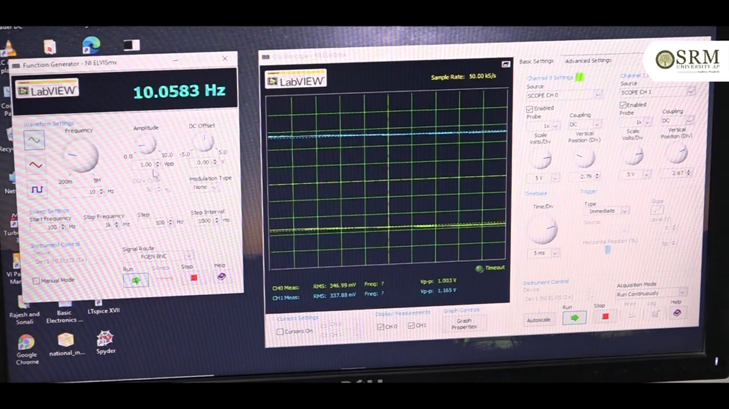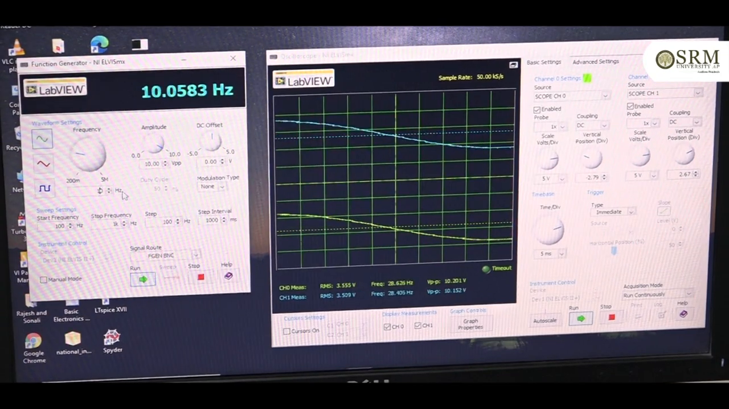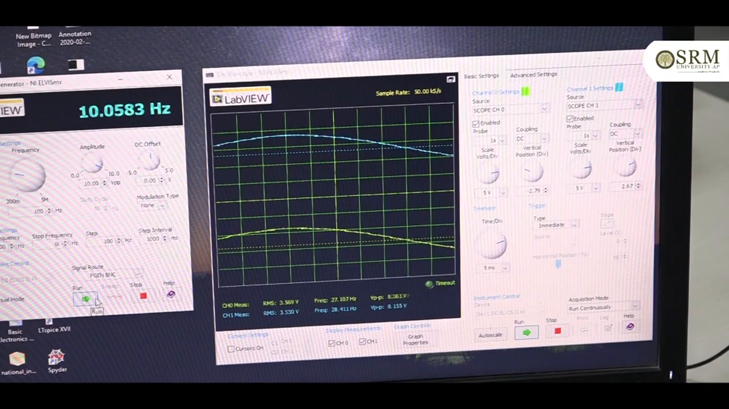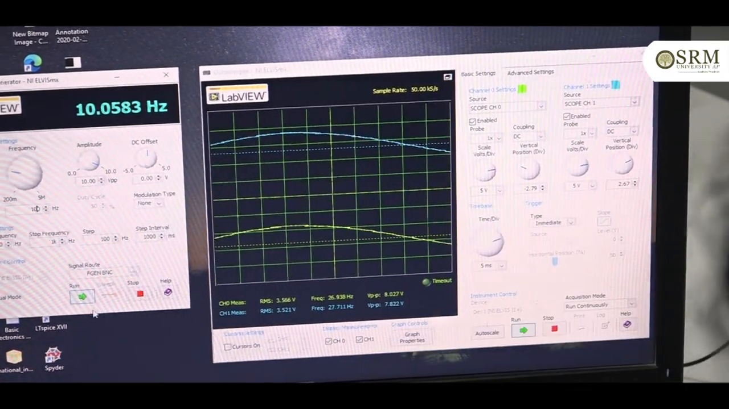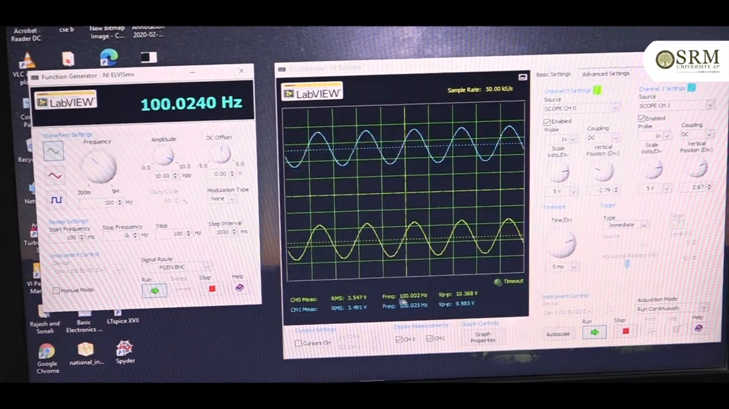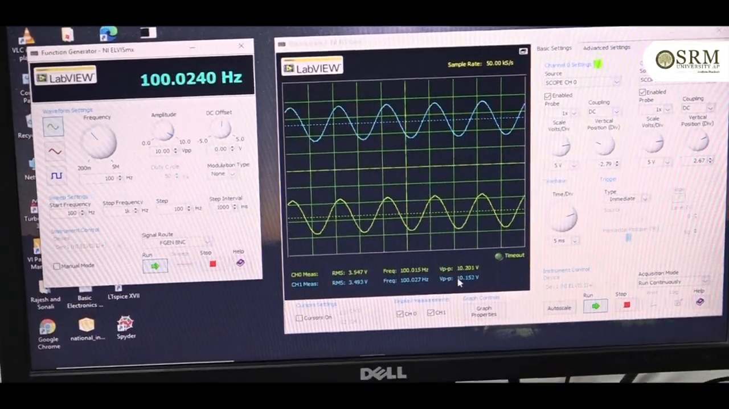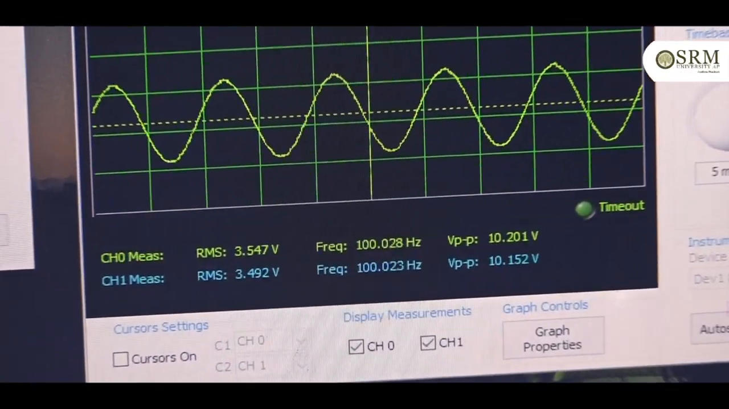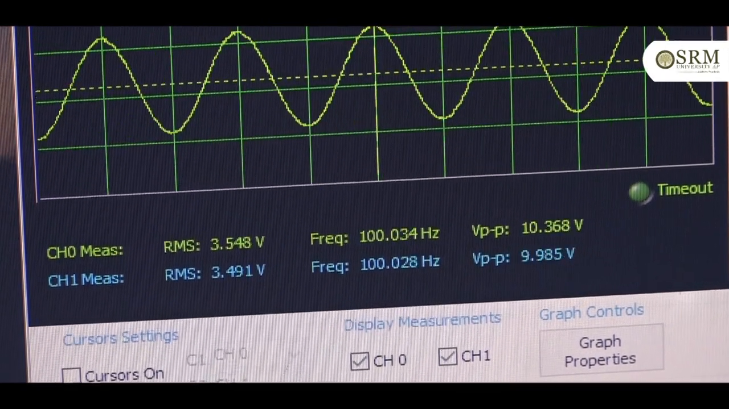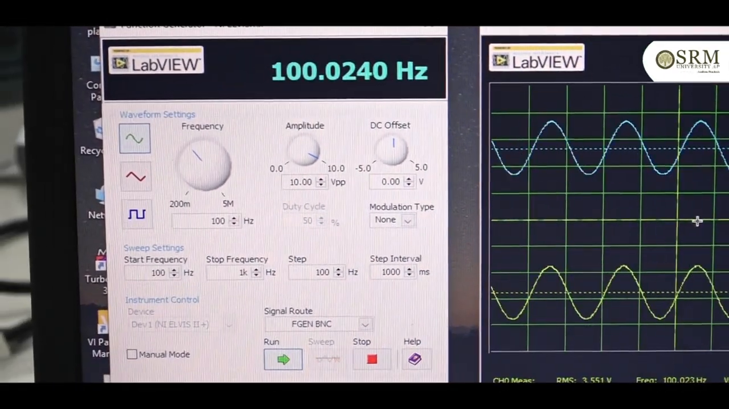For this we need to give 10 volts peak to peak, and a very low frequency, 100 hertz. Now we check: the input peak to peak voltage is 10 volts and the output peak to peak voltage is 9.98 volts. Here channel 0 is the input and channel 1 is the output. So the low pass filter allows the 100 hertz frequency.